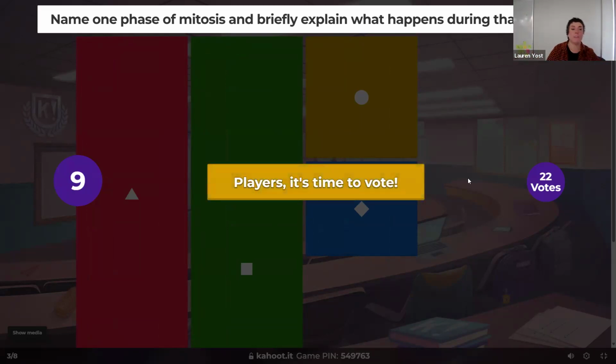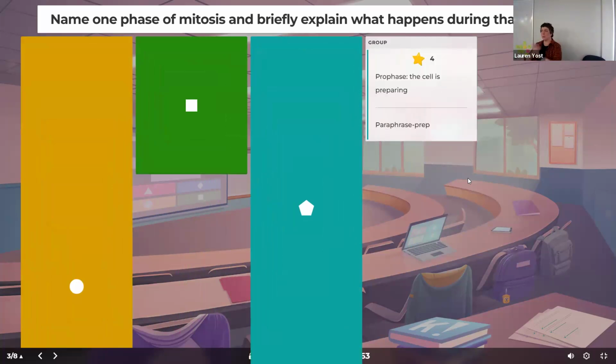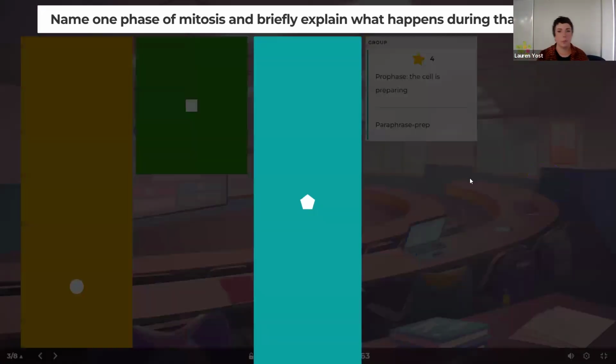So prophase is our prep phase while you guys are voting. Metaphase, lining our chromosomes up in the middle to get ready to separate them. Anaphase, separating the chromosomes. Telophase, separating the cells out into final cells.